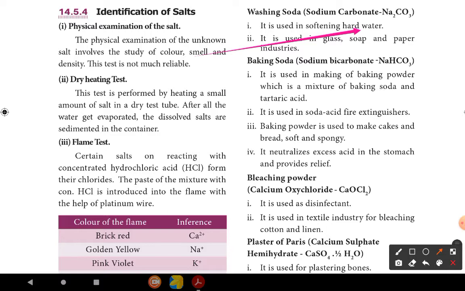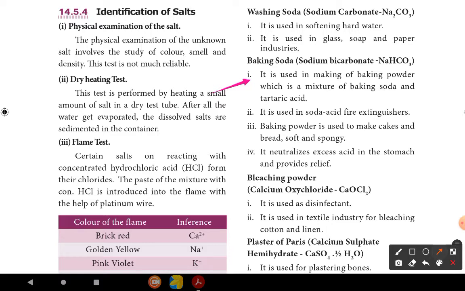Then the second point is, it is used in glass, soap and paper industries. Where is it used, children? It is used in the glass industry, soap industry and paper industries. Okay, and then we have the baking soda. What is baking soda? The chemical name is sodium bicarbonate, NaHCO3. So let's see the uses. The first use, it is used in making of baking powder, which is a mixture of baking soda and tartaric acid.